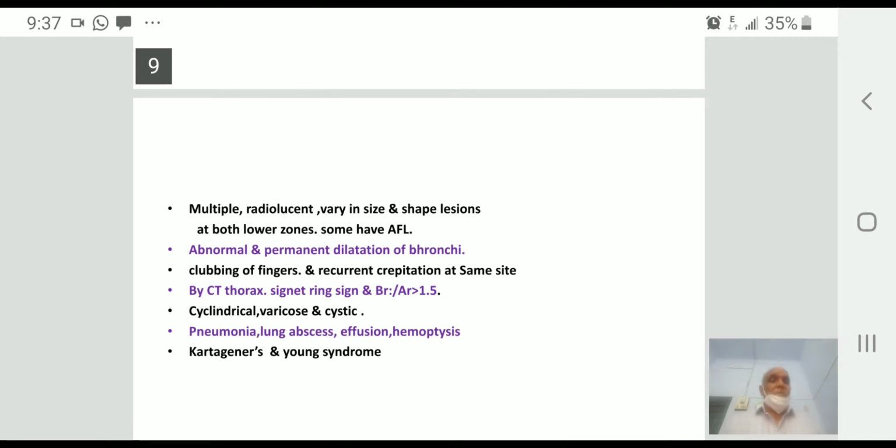Hemoptysis may occur from the systemic circulation. There are syndromes associated with bronchiectasis. One is Kartagener syndrome and second is Young syndrome. In Kartagener syndrome, there is dextrocardia, situs inversus, sinusitis and bronchiectasis. In Young syndrome, there is azoospermia, infertility, sinusitis and bronchiectasis.